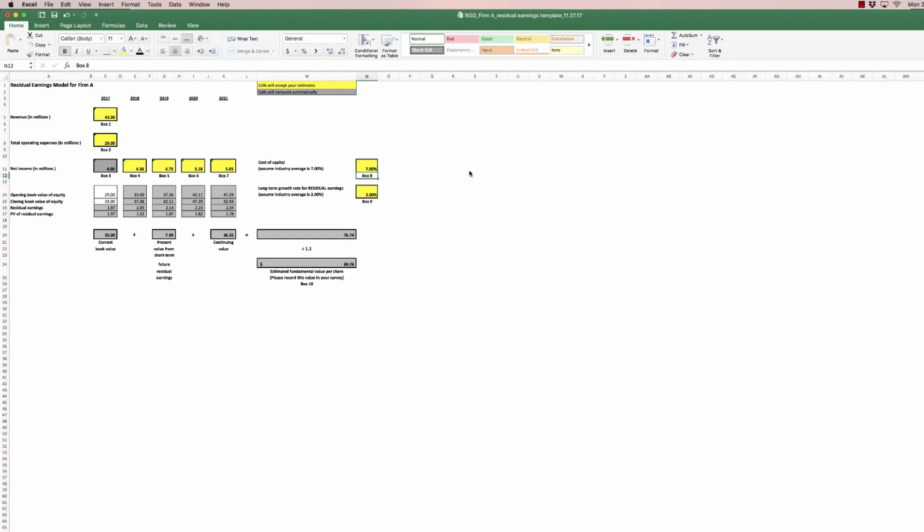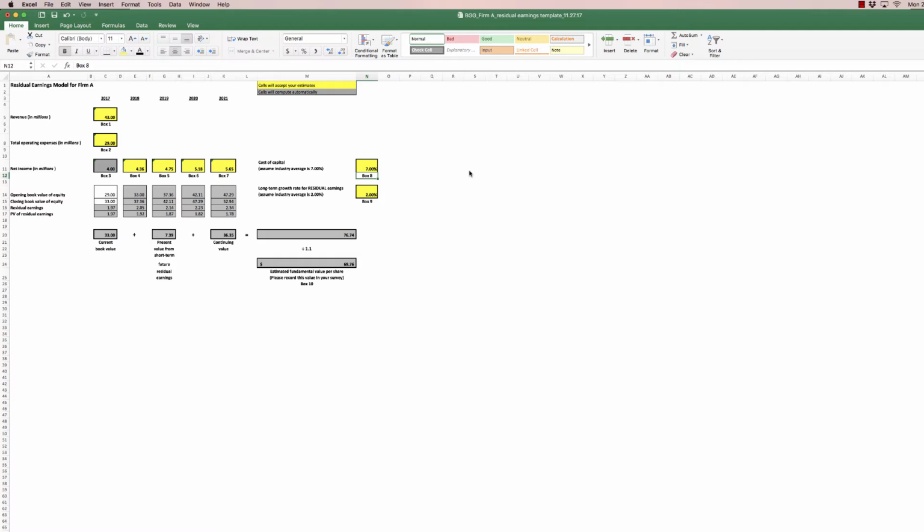I expect Firm A has an average risk compared to other firms in the industry, so I will input the industry average of 7%. One important note, make sure that your long-term growth rate in box 9 does not exceed the cost of capital estimate in box 8. This will give you an unreliable estimate of fundamental value because this relationship cannot exist in reality. Therefore, make sure your long-term growth rate is less than your cost of capital estimate. My long-term growth rate of 2% is less than my cost of capital estimate of 7%, so I'm okay.